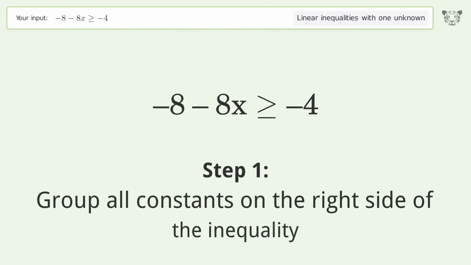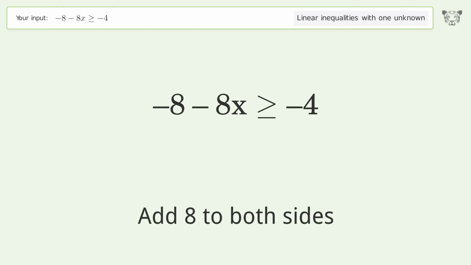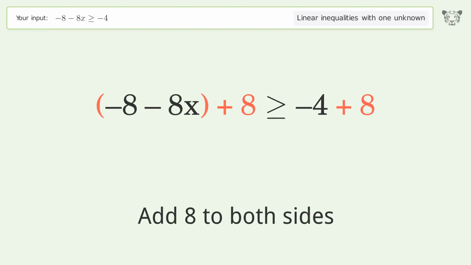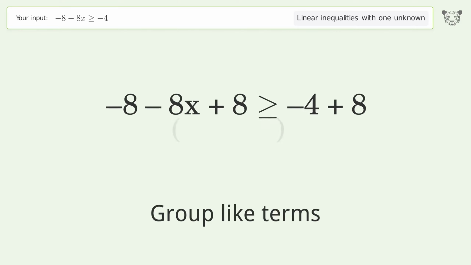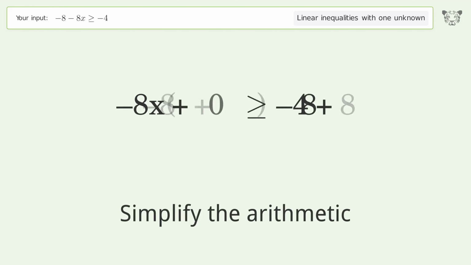Group all constants on the right side of the inequality. Add 8 to both sides. Group like terms. Simplify the arithmetic.